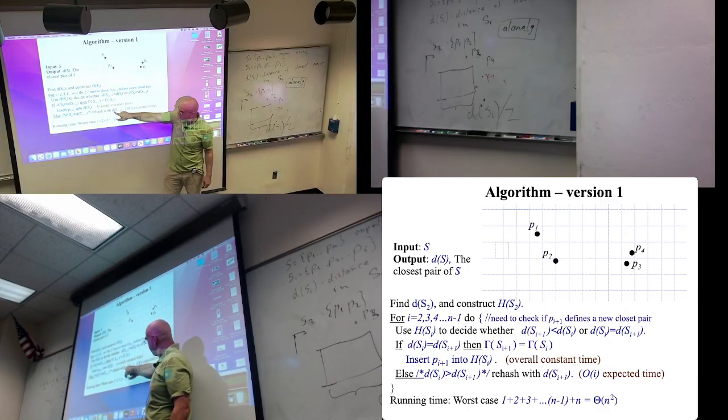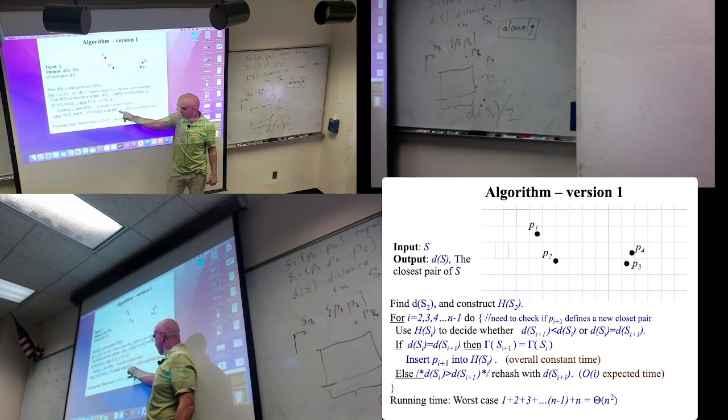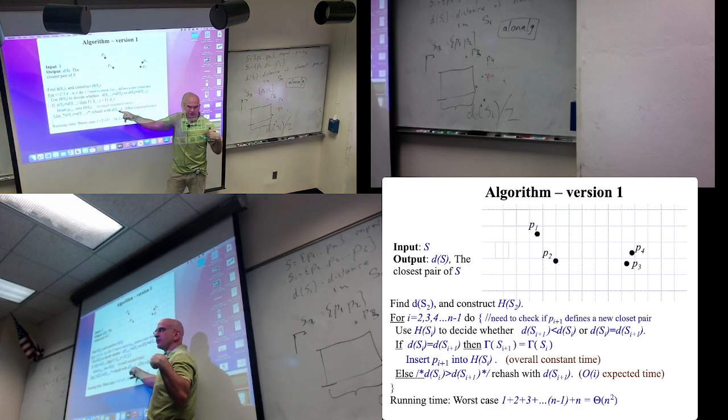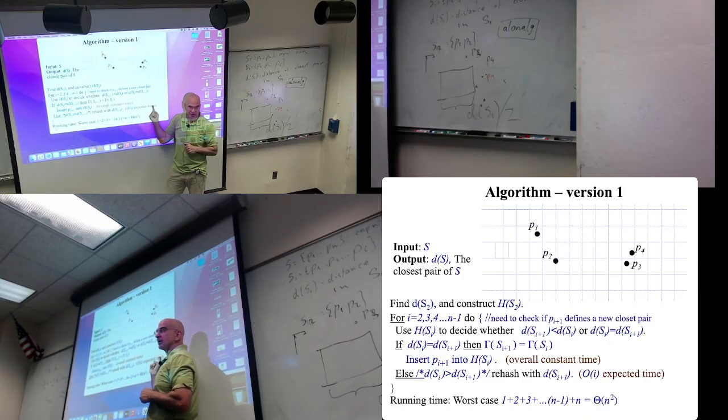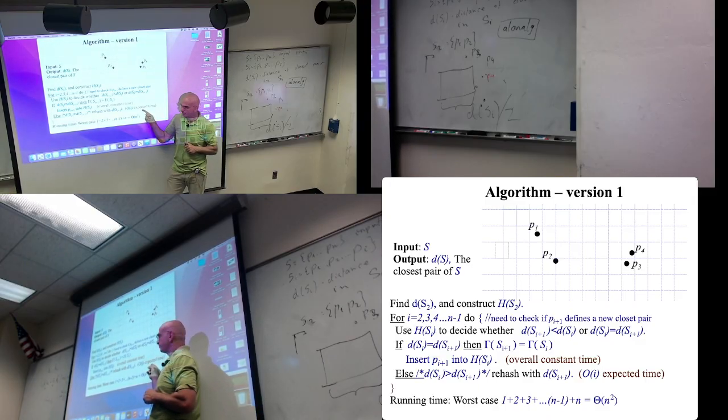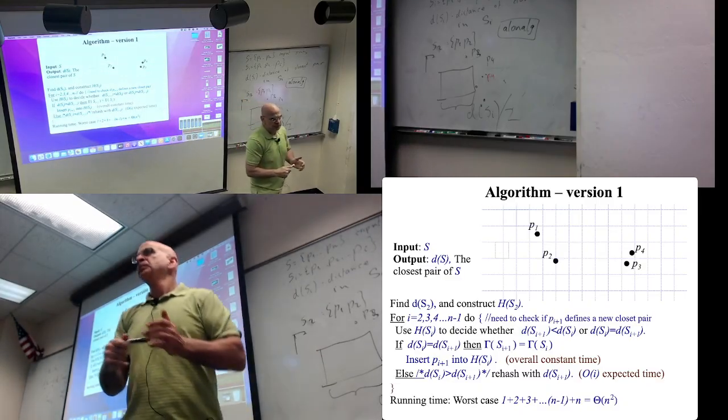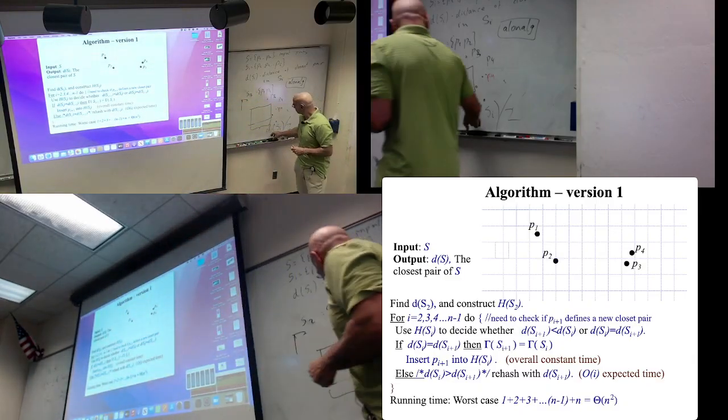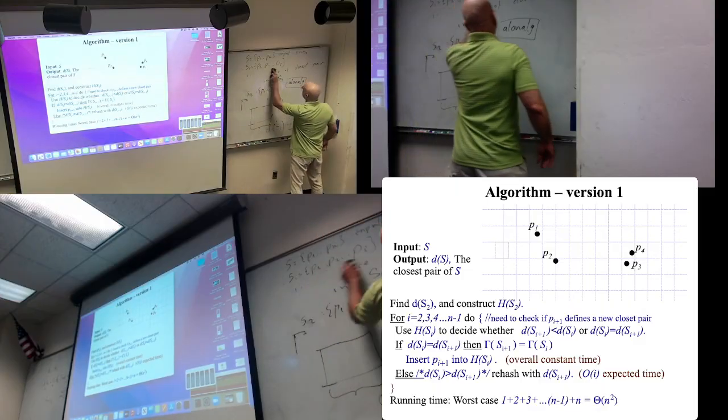If the distance did decrease, then you're computing the new closest pair. P(i+1) must be one of the elements that participate in the new closest pair. And rehash everything, which takes linear time in i work, if you do have to rehash. What would be the running time? Not too hard.